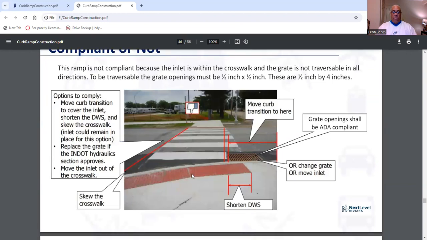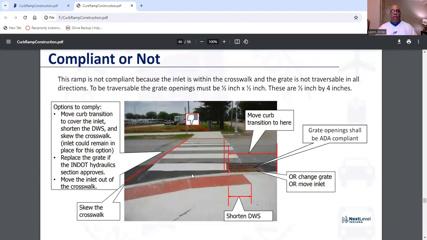All right, this ramp, compliant or not? This ramp is not compliant because the inlet is within the crosswalk and the grate is not transversable in all directions. Again, the grate is not transversable in all directions. To be transversable, the grate openings must be 1/2 inch by 1/2 inch. These are 1/2 inch by 4 inches. They're talking about the grate openings.